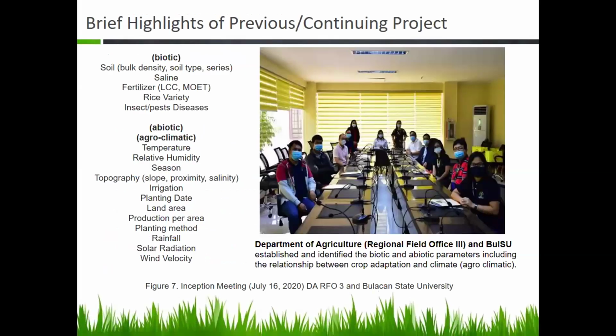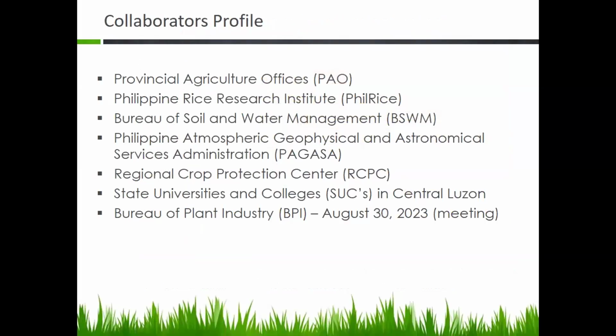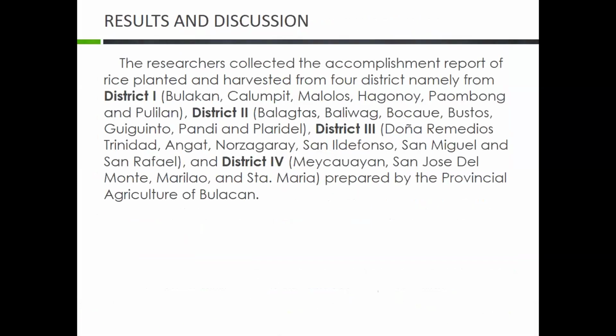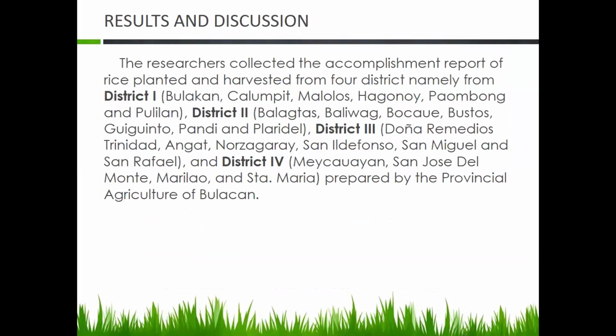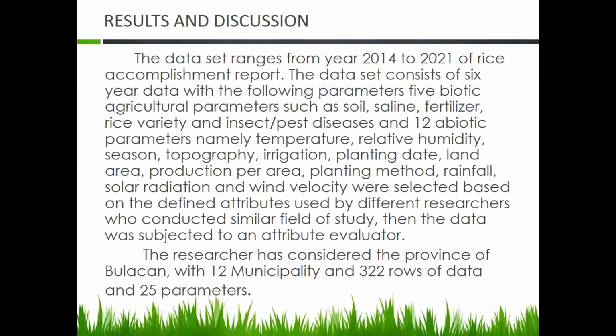Now, in this figure, we have established together with the Department of Agriculture all of those biotic, abiotic, and agroclimatic parameters to be used in the study. And then here are the collaborators' profile. And then we have collected the accomplishment reports coming from District 1, District 2, District 3, and District 4. So the data ranges from 2014 to 2021 of the Rice Accomplishment Report.